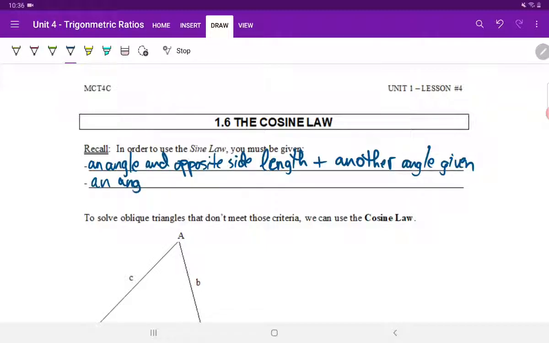So you're always looking for that opposite angle and side length. When that's given, there's a great chance that you're going to be using the sine law. And then I'd say that pretty much every other scenario, you're looking to use the cosine law, okay? But we'll take a look at when exactly to use the cosine law.